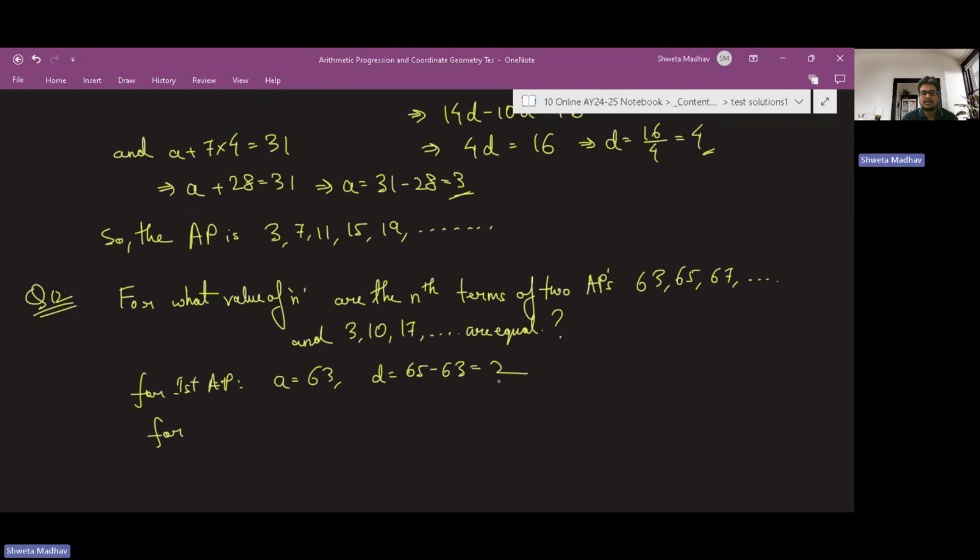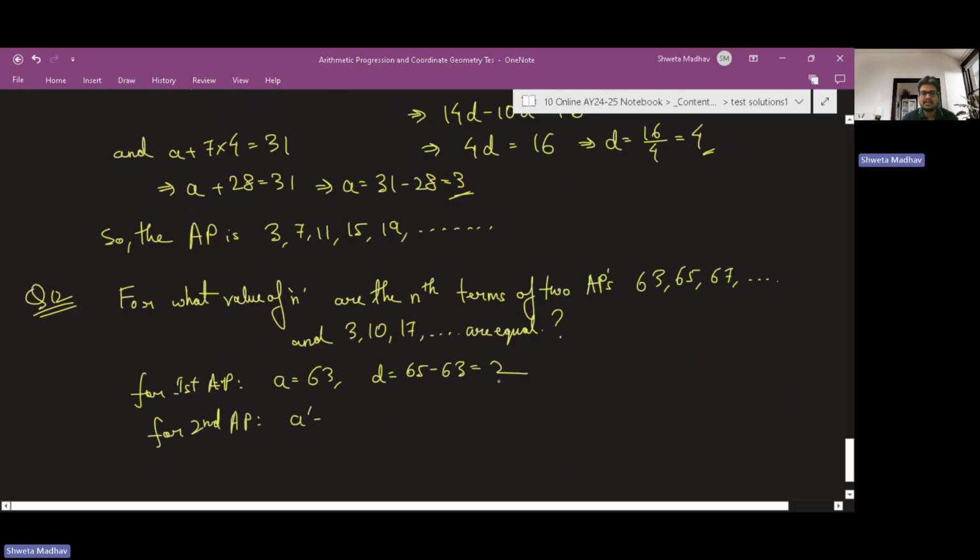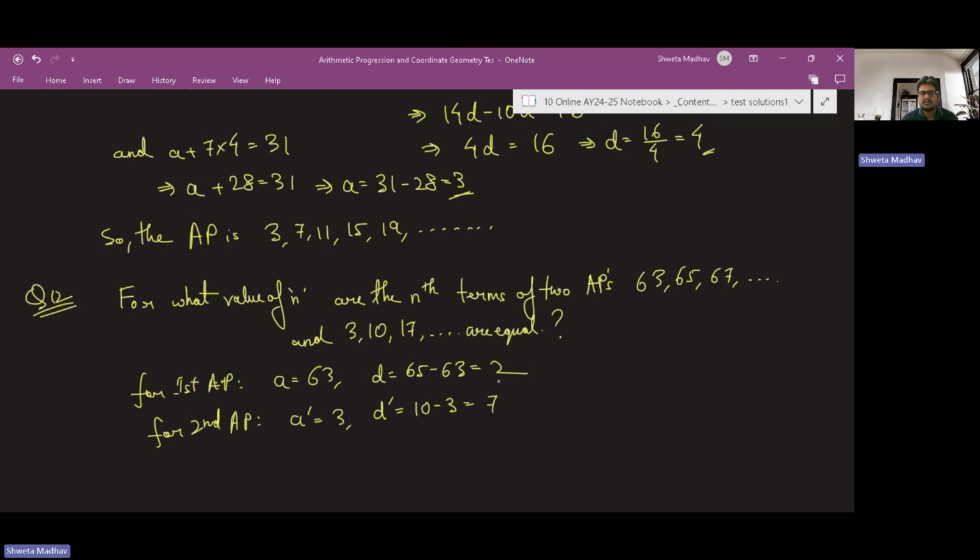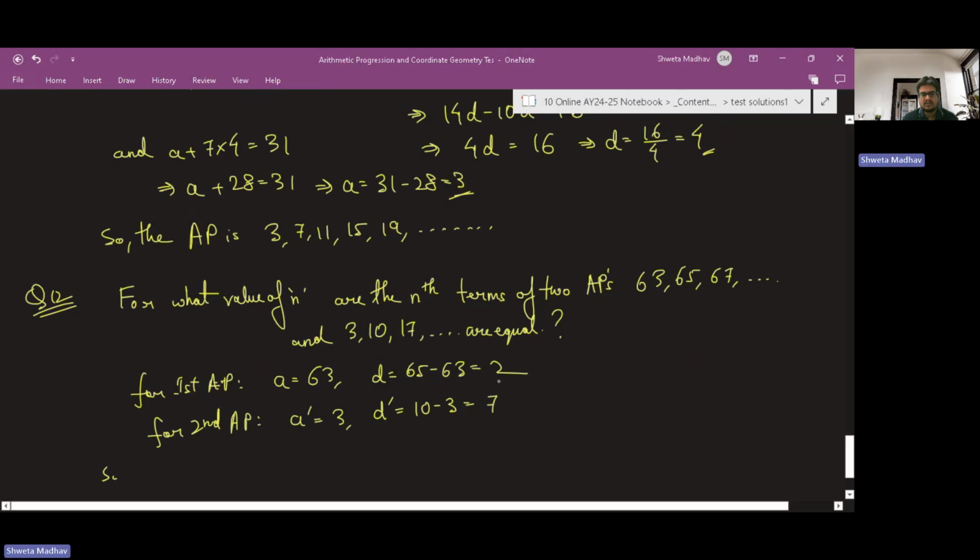And for the second AP, the first term, let's call it A dash, is equal to 3, and the common difference D dash is 10 minus 3, which is equal to 7. So now we can say that the nth term should be the same.